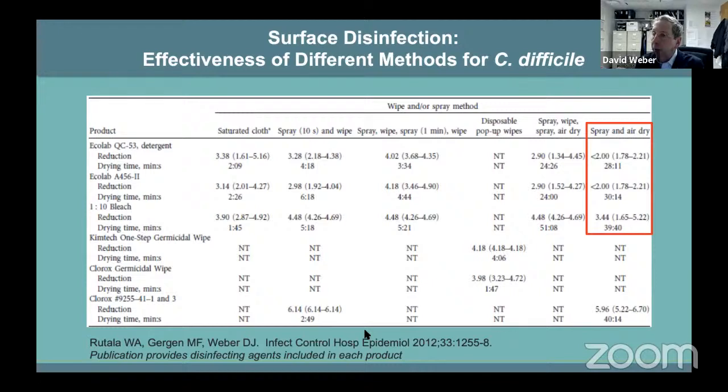So again, now imagine that you weren't using any disinfectant. If you were wiping and carrying it from room to room, you're just transmitting it there. But if you have the right chemicals, then even if you're not physically removing it, the chemical will work. And you can see the 1 to 10 bleach had almost a 4-log inactivation just with spraying and air drying. So the right disinfectant is critical.